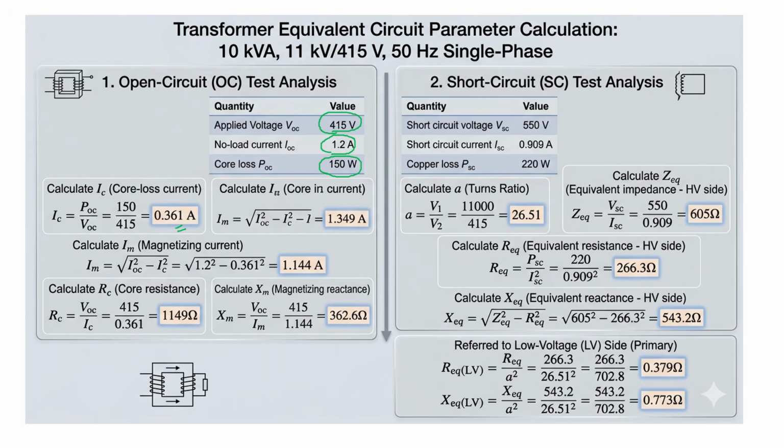But the imaginary part of the current is obtained by using the measured current minus the calculated current. So we can use this relation: I open circuit squared minus IC squared is equal to this magnitude. And this is the magnitude of the current. We will obtain the imaginary current of this. So the imaginary current is obtained as this current.